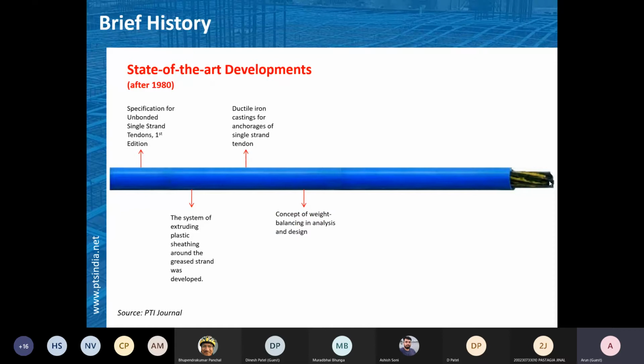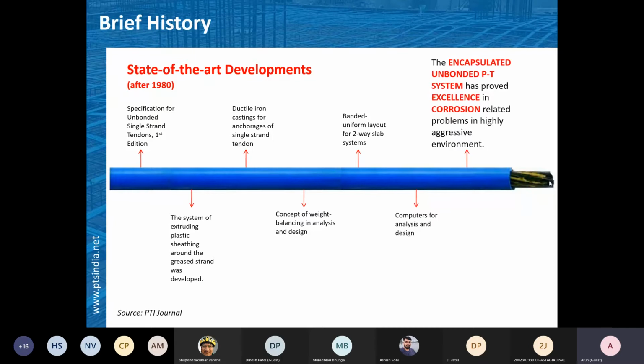Then there was the concept of weight balancing in analysis and design, as we discussed with the T-Wiling. A banded uniform layout for two-way slab systems. We'll see in one of the slides how it makes construction faster and easier. Then computers for analysis and design, so we get everything quicker. And now we have the encapsulated unbonded PT system that is excellent against corrosion-related issues. So now we are using the encapsulated unbonded PT system everywhere.